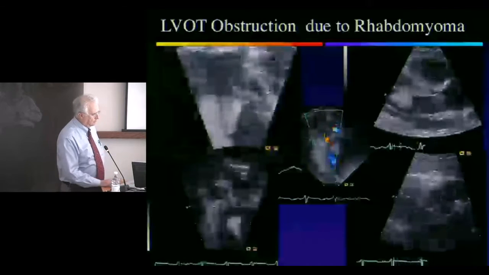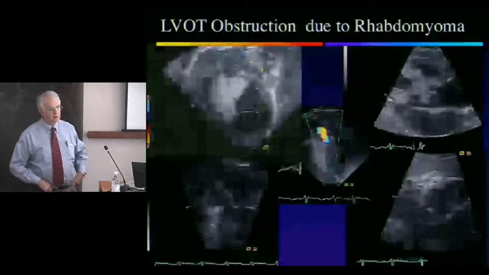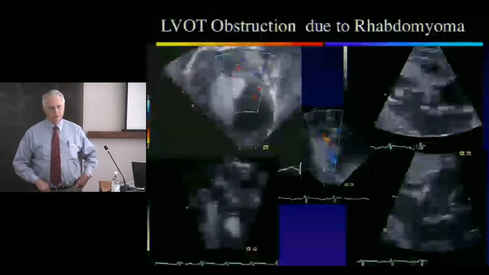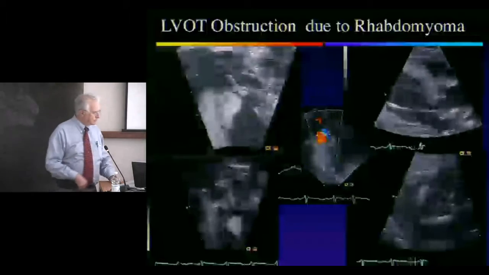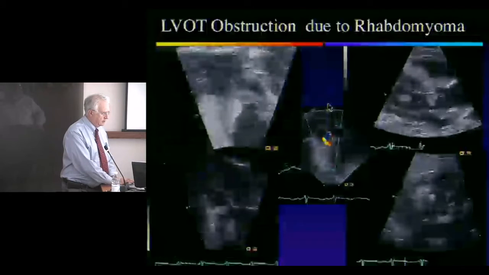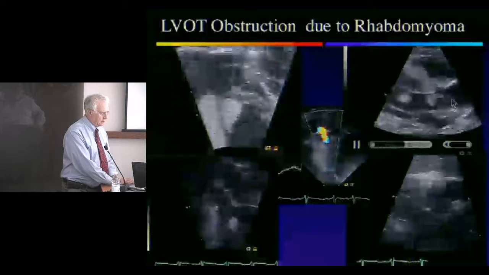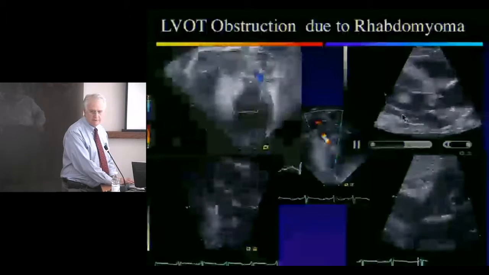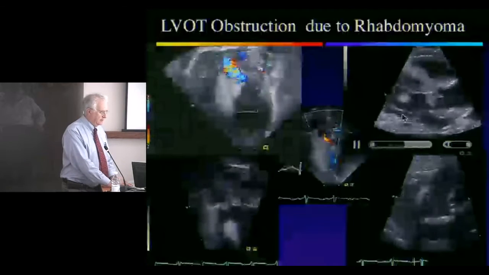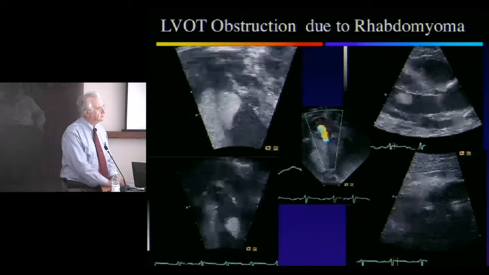So what else causes obstruction? This is a rhabdomyoma associated with tuberous sclerosis, and this patient has clearly got prolapse of the structure through the aortic valve leaflet. You can see it here, going right through the aortic valve leaflet. The question is, what do you do with a patient like that?